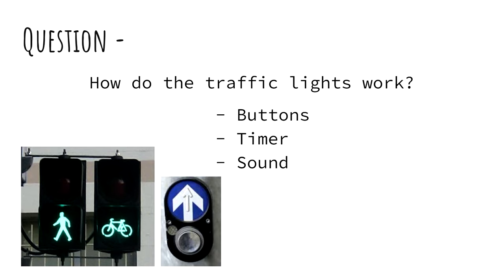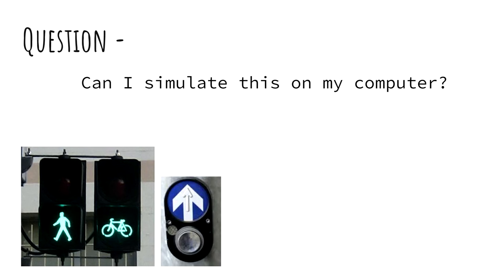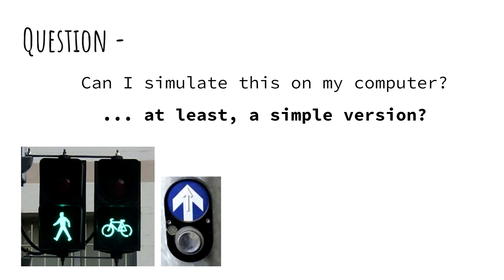So how do the traffic lights work? We've got buttons, we've got timer, and we've got sound. When you press the button, if your luck is good, the green light turns on right away, and then you can cross. And in that process, there's also sound, so that people can just hear and know that the light's on. And now, can I simulate this on a computer? Of course I can, at least a simple version. I decided to start this project during PyCon AU.